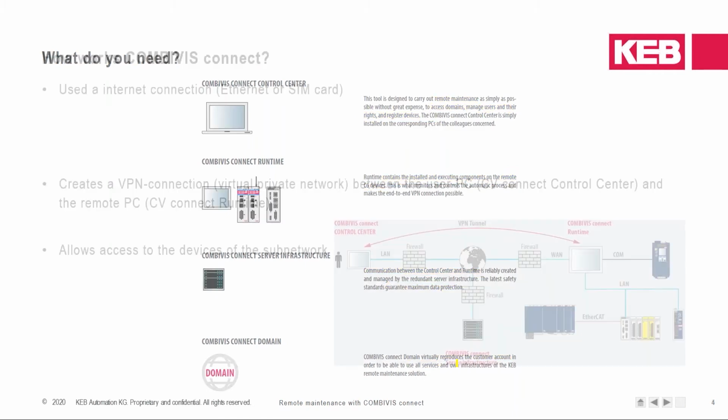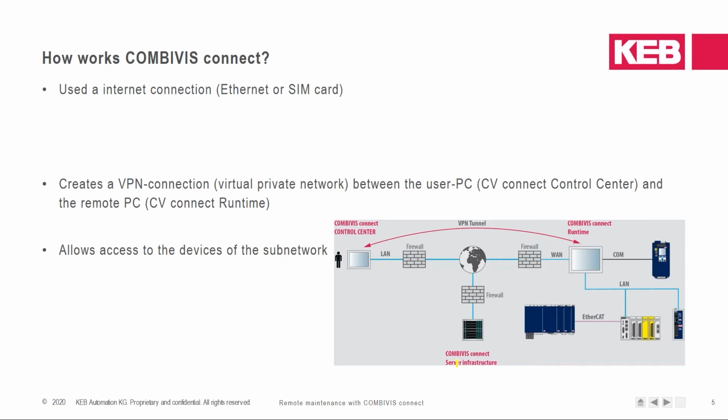Okay, how does COMBIVIS Connect work? COMBIVIS Connect uses an internet connection. So in that case, you can work with Ethernet or a SIM card. The SIM card is only important when you use, for example, a C6 router, because there we have a slot for a SIM card, and this SIM card allows you to get internet through the mobile network connection.